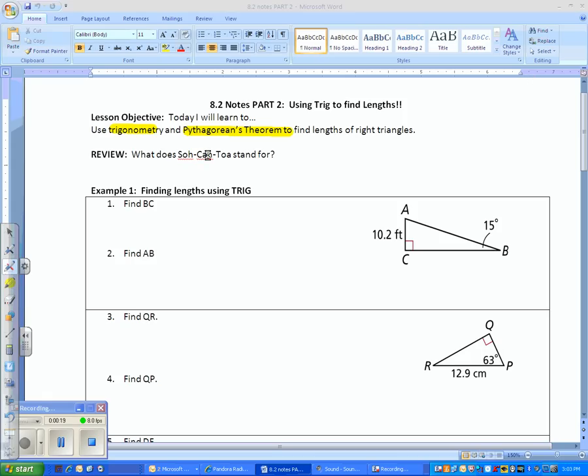Just a reminder, SOHCAHTOA. What that stands for is sine means we're talking about the opposite side over the hypotenuse. And remember, trig functions are just ratios of side lengths. So the sine of a certain angle is always going to be the same proportion in every right triangle that has that same angle.